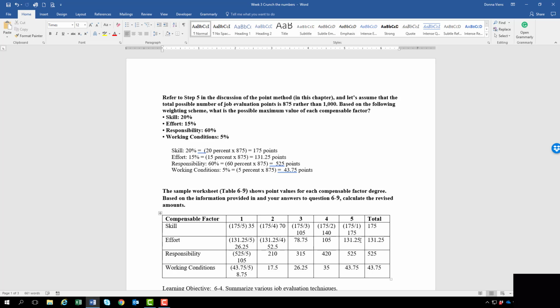Remember, when you do this, it's always best to try my problems here that are in your textbook. Make sure that you're getting the numbers, and then go into the assignment, which is on the My Labs, and do your crunch the numbers for both chapters.